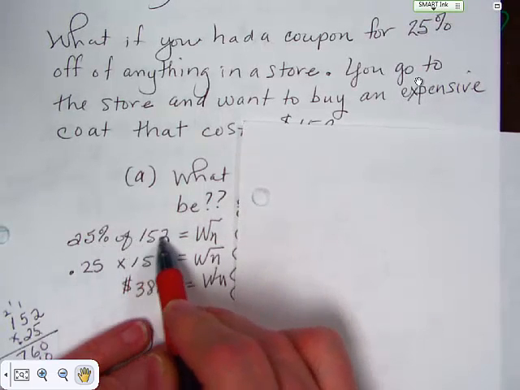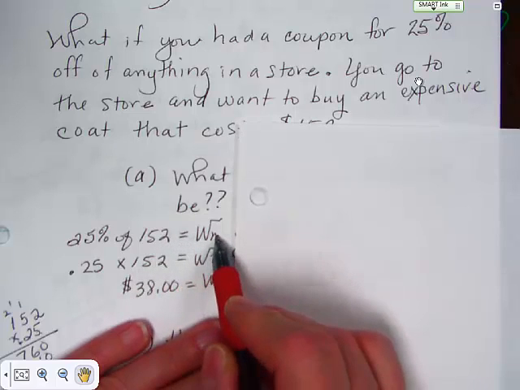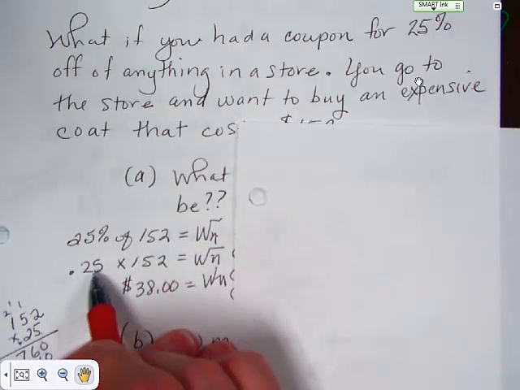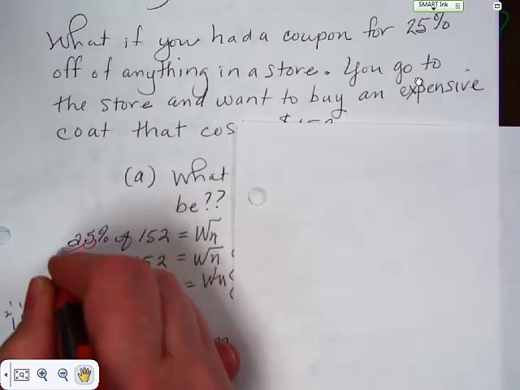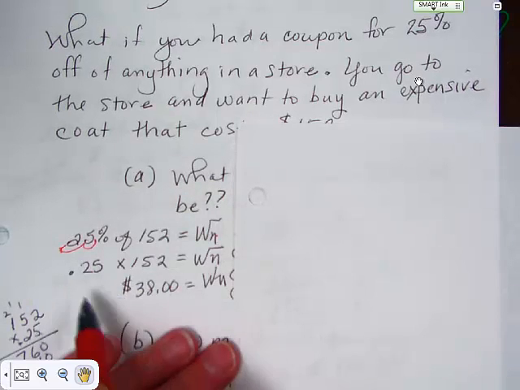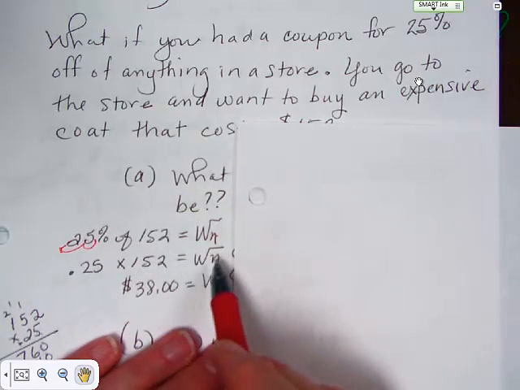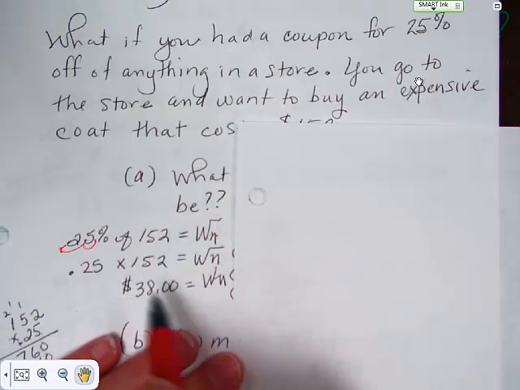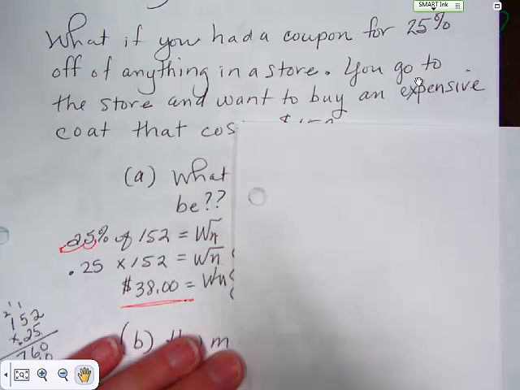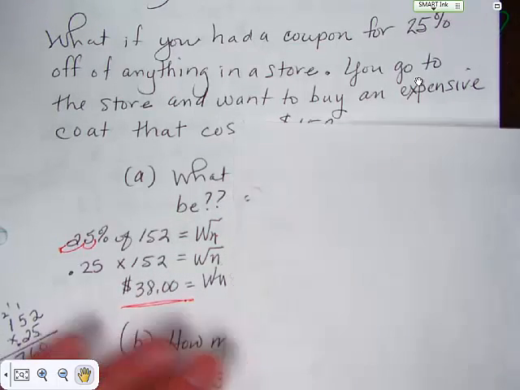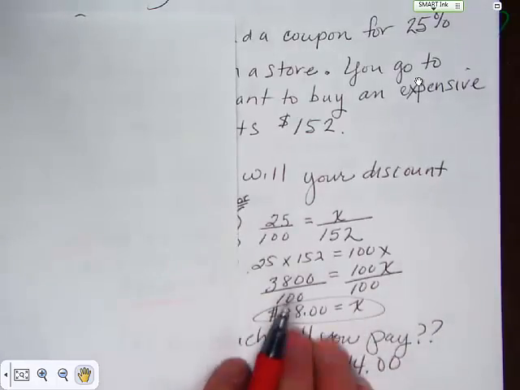25% of $152 equals what number? 0.25, because remember we have to move it 2 places to the left. 0.25 times 152 equals what number? $38 is your what number? That's your discount. Okay?